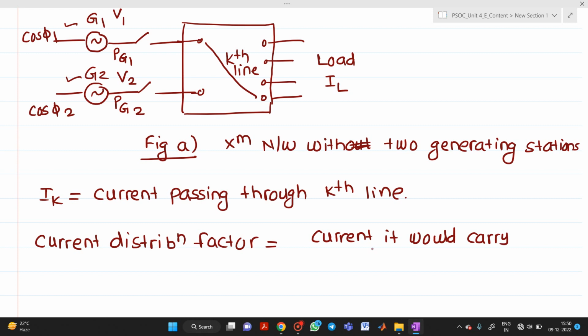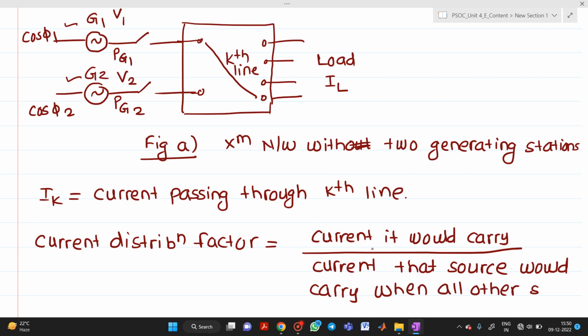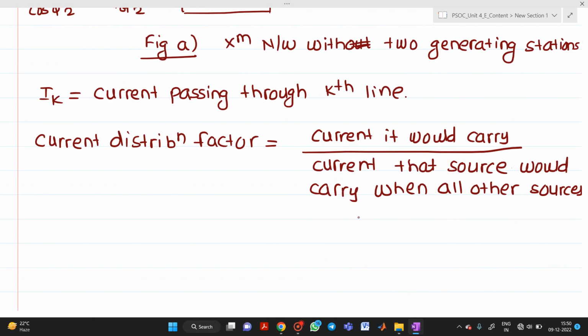Current it would carry divided by the current that the source would carry when all other sources are rendered inactive, or in other words, sources that are not supplying any kind of current.